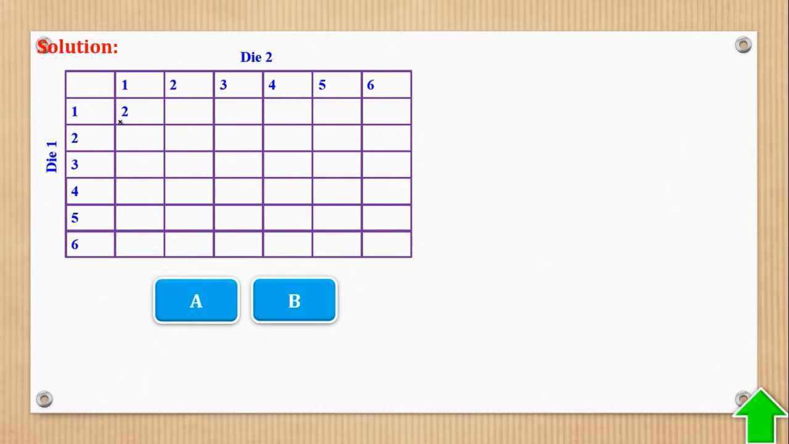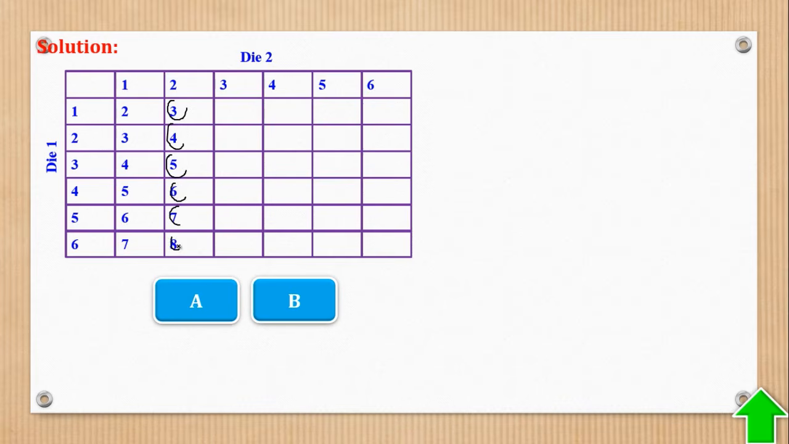It means that when I add 1 plus 1, I'll come up with this. Then 2 plus 1, I'll come up with 3. 3 plus 1, 4 plus 1, 5 plus 1, 6 plus 1, and that column will be done. The next column, 1 plus 2, 2 plus 2, 3 plus 2, 4 plus 2, 5 plus 2, 6 plus 2.